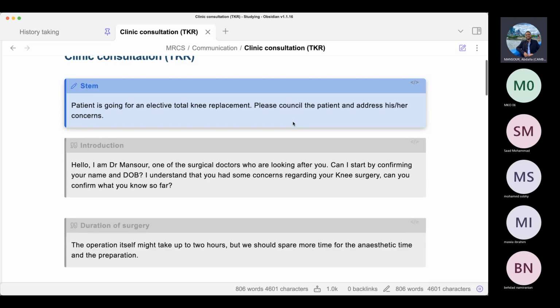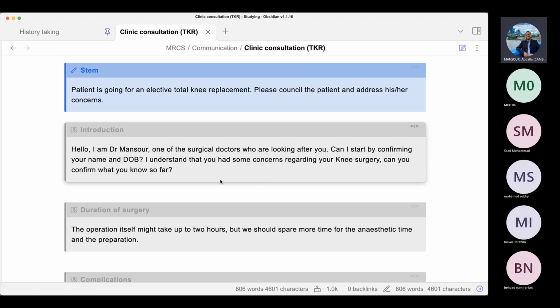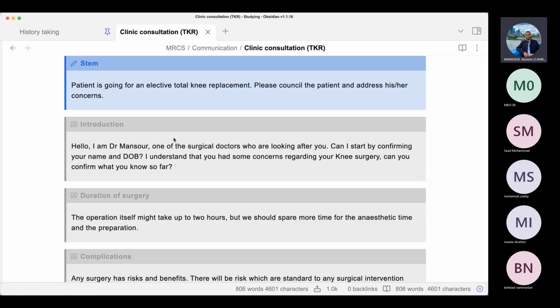So in terms of your introduction, very quickly, your introduction was good. You introduced yourself. You seemed nice to the patient, and you said pleased to meet you, which is great. So always do it this way. I also prefer, when I'm doing the initial presentation, to say: I understand directly, can I confirm your name and date of birth? Then: I understand you're here for some concerns regarding your knee surgery. Can I confirm what you know so far? So we are on the same page, okay? You sort of have done this as well, which is good, not bad.